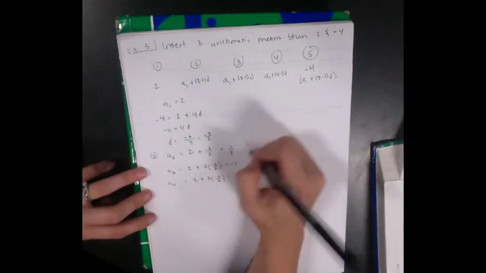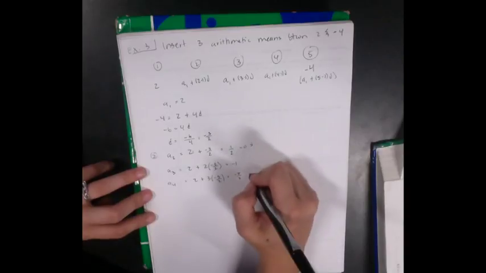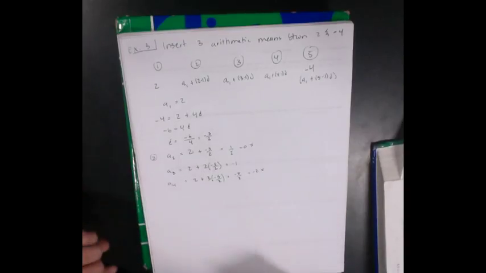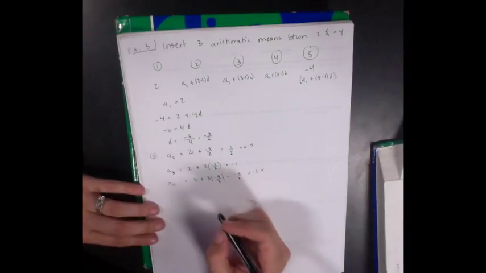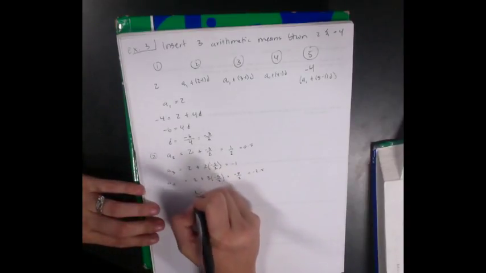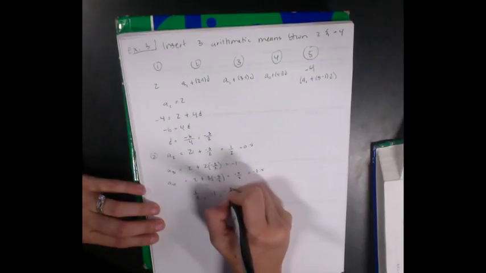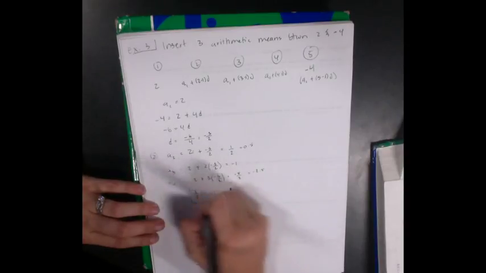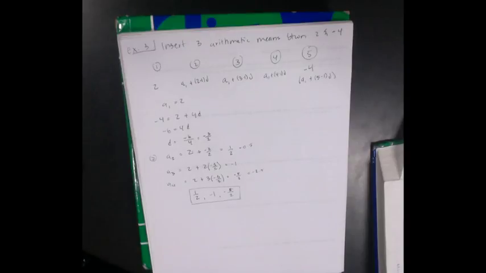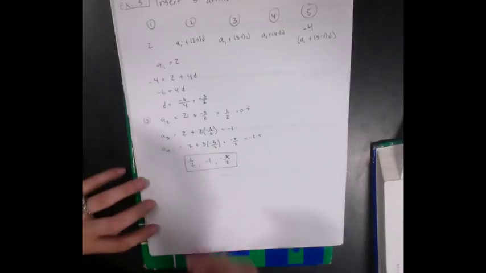Okay, you could write these as decimals, 0.5, negative 1, negative 2.5. That's fine. So then my 3 arithmetic terms would be 1/2, negative 1, negative 5 halves. Ta-da! Okay? All right. Let's do another example.